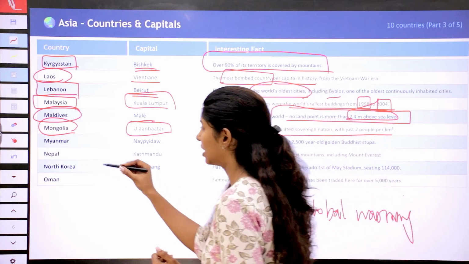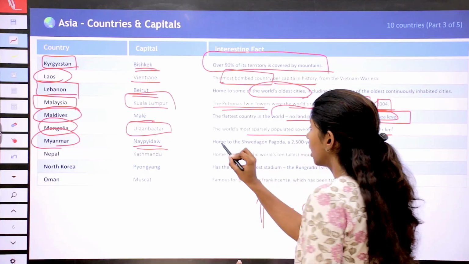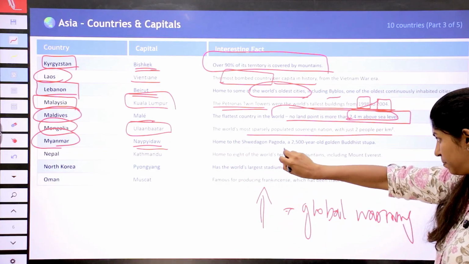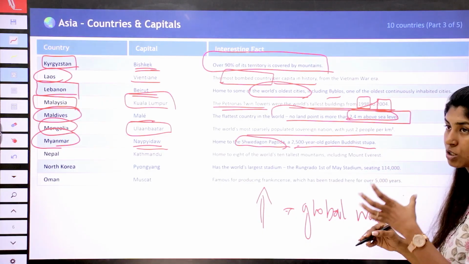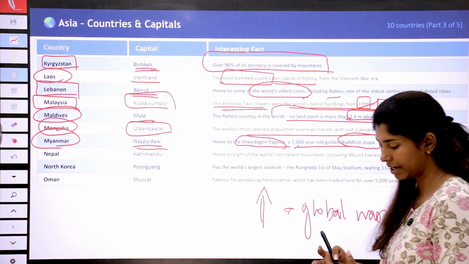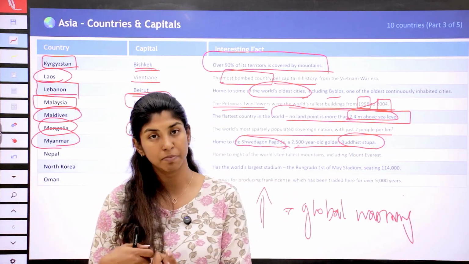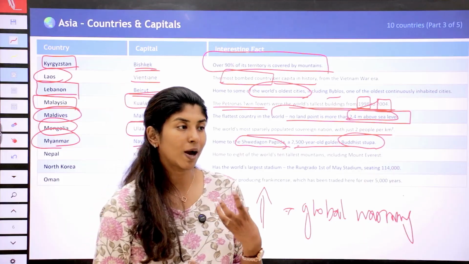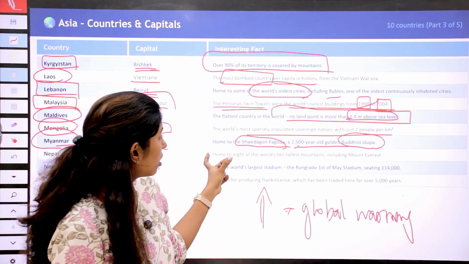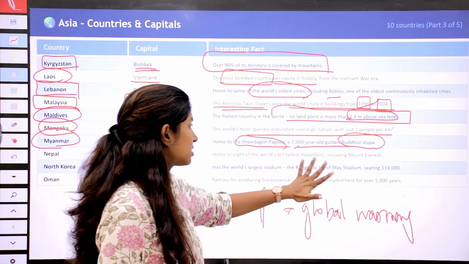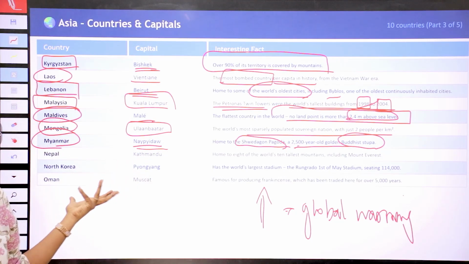Next we have Myanmar. Its capital is Naypyidaw, home to Shwemawdaw Pagoda, which is a 2,500-year-old golden Buddhist stupa. When you're studying about Buddhism, you'll learn that stupas are one of the most important structures where they have remains of either Buddha or his teachings. And one of the oldest stupas is situated here in Myanmar. Now, this is also a neighboring country to us.